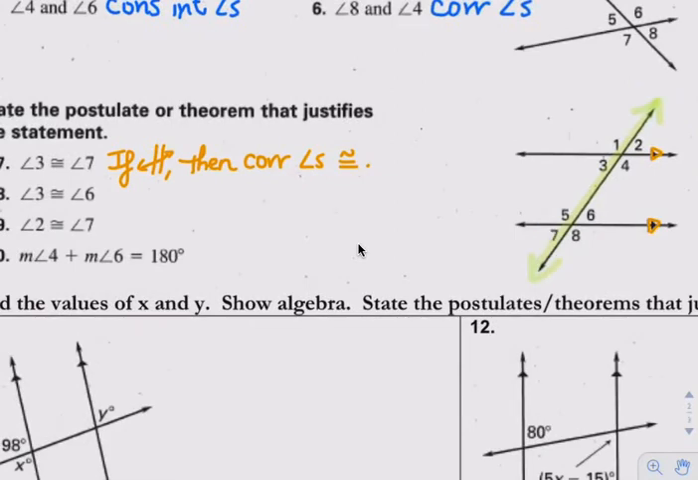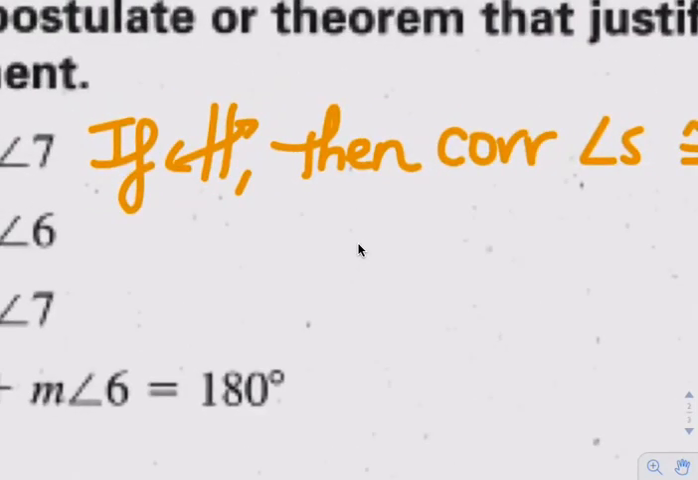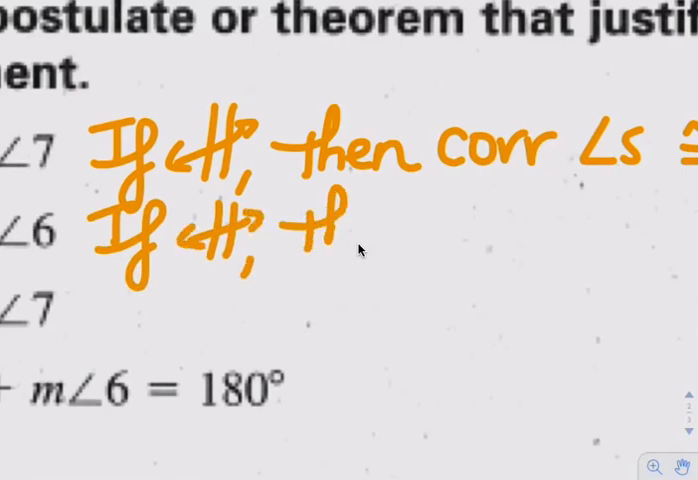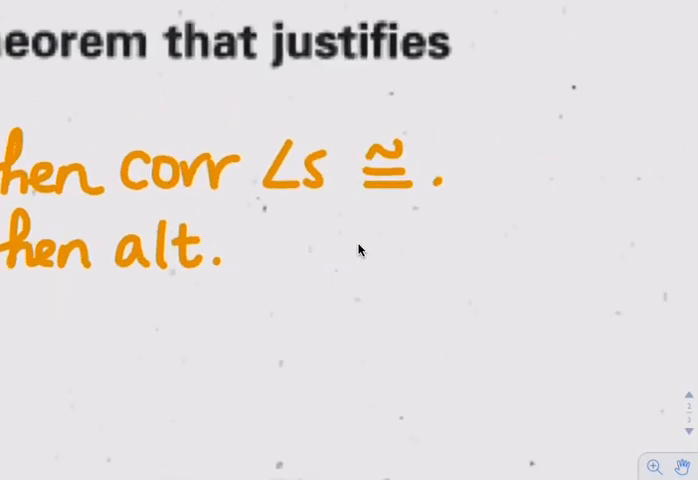All right, what about 3 and 6? Well, how are they related? They're congruent because the lines are parallel and they're alternate interior angles. So if parallel lines are cut by a transversal, then alternate interior angles are congruent.